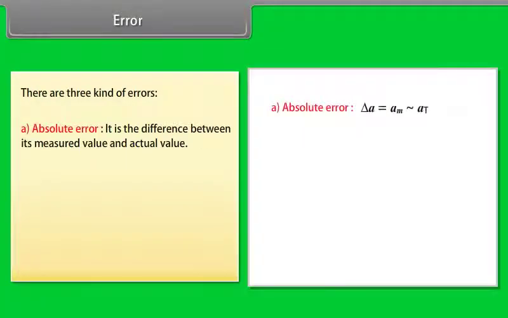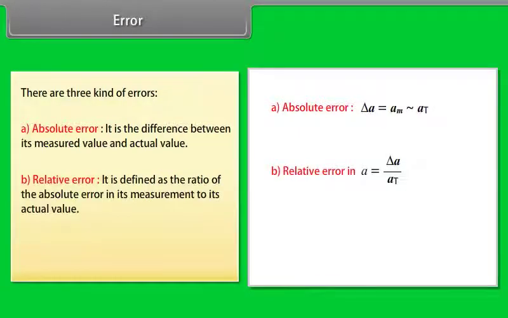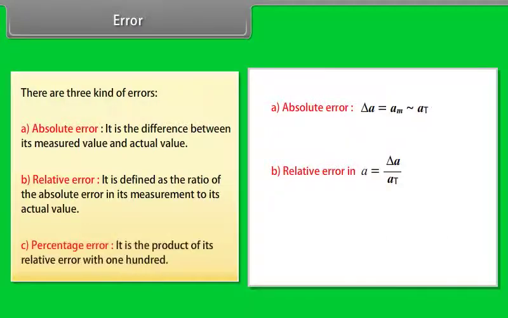There are three kinds of errors. Number 1. Absolute error. It is the difference between its measured value and actual value. Number 2. Relative error. It is defined as the ratio of the absolute error in its measurement to its actual value. Number 3. Percentage error. It is the product of its relative error with 100.